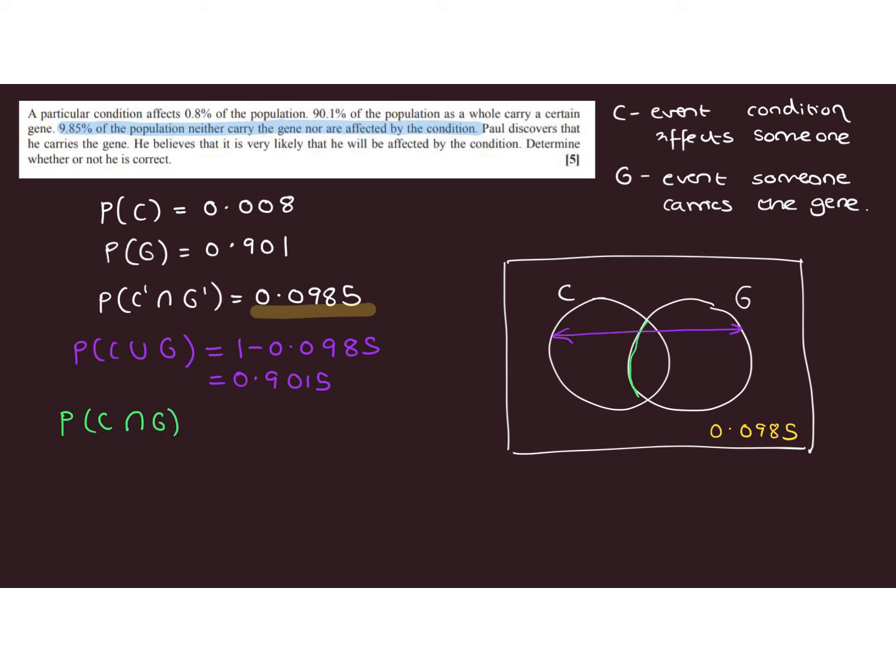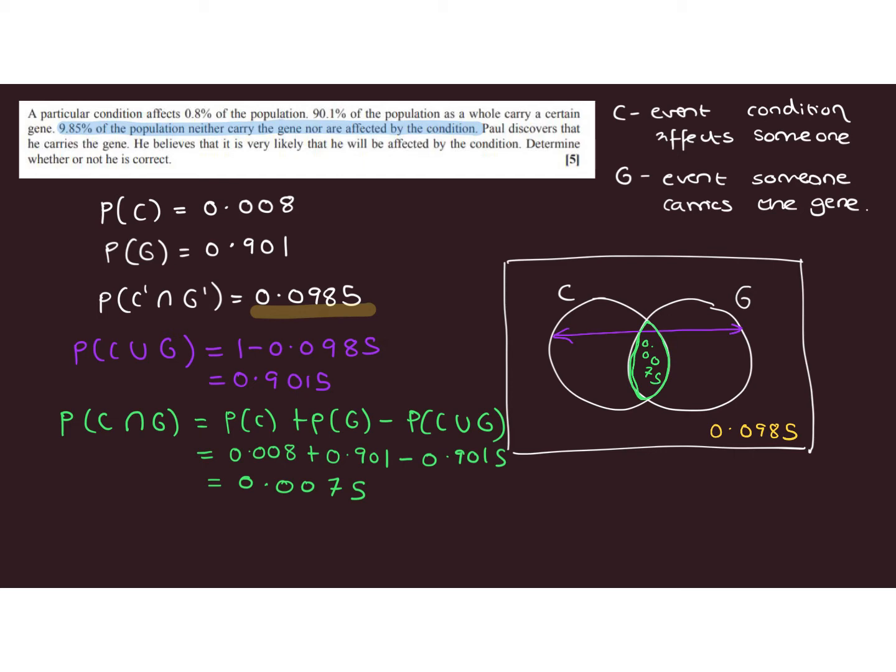We can then make use of the addition rule, which tells us that the probability of C intersection G, which is this portion of the Venn diagram, is equal to the probability of C plus the probability of G, take away the probability of C union G. So that would then be equal to 0.008 plus 0.901 subtract 0.9015. And that comes to a value of 0.0075. So quite a small probability there.